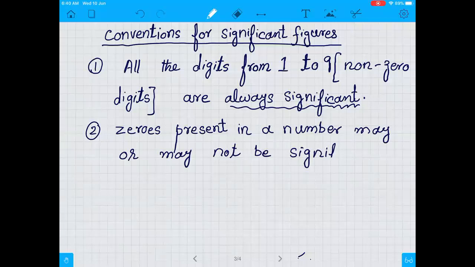So it is the zeros which are ambiguous or which are to be studied, whether they are significant or not significant. However, digits from 1 to 9 are out of debate. They are present in a number when they are given by an instrument. So all the digits from 1 to 9, which are called non-zero digits, are always significant. They can never be insignificant because they are always given by the instrument. It is zeros which are sometimes applied while converting the unit. So when you convert a bigger unit into a smaller unit, you apply some zeros. So zeros may be significant or they may not be significant.